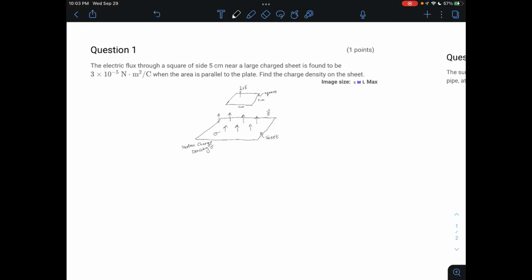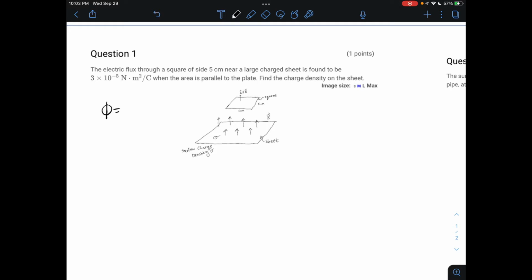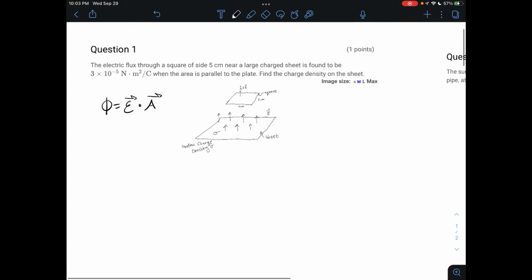So we know that our definition of flux is the electric field dotted with this area vector, right? And that's just going to be the magnitude of that electric field times the magnitude of that area vector, which is just the area, times cosine of the angle in between them, right?